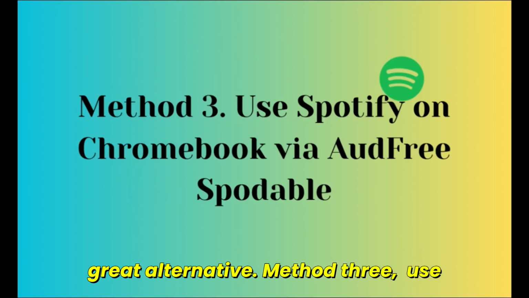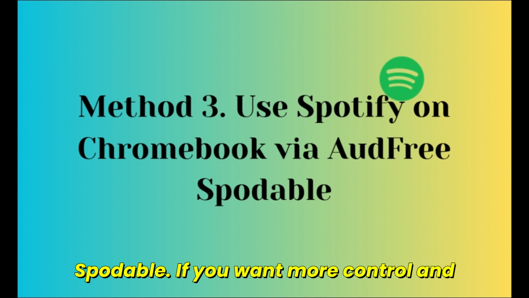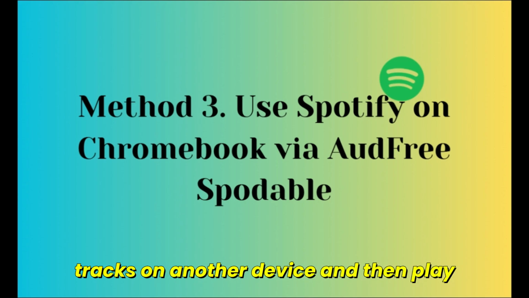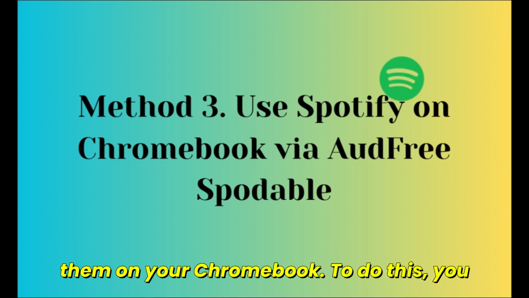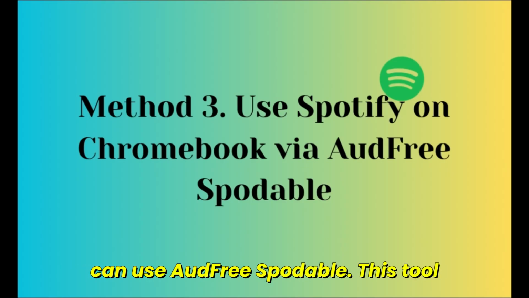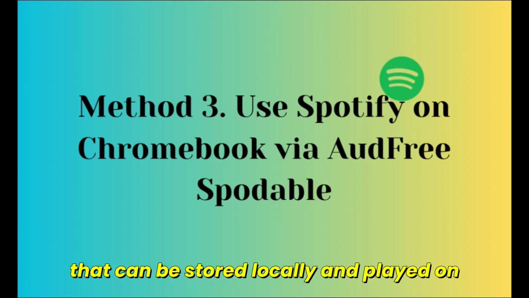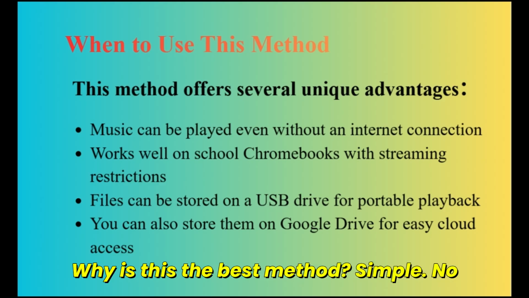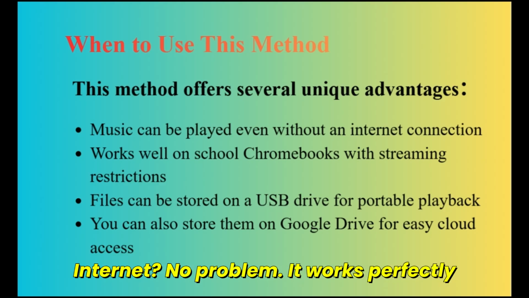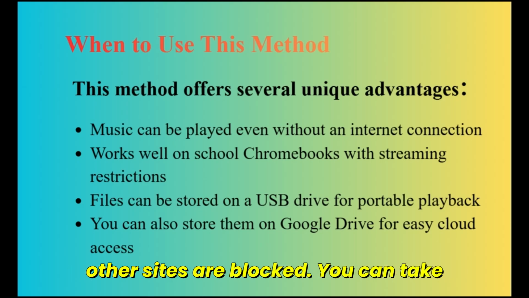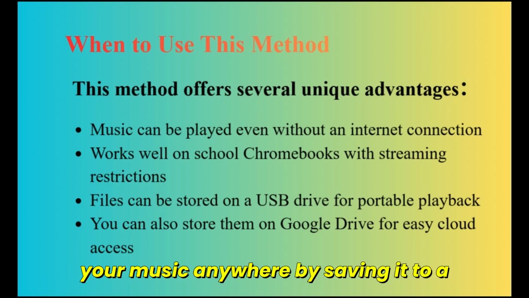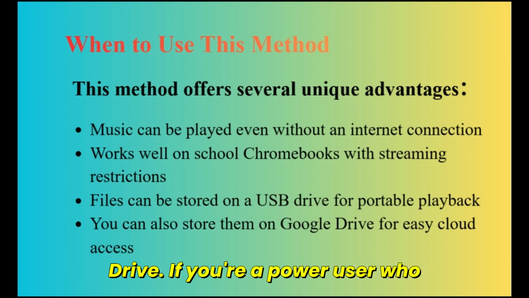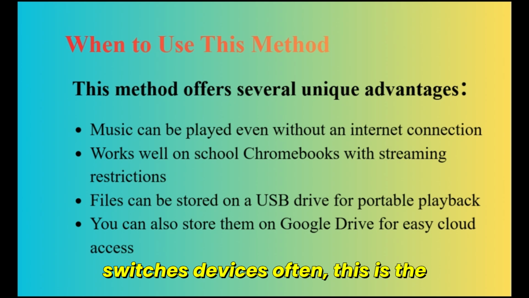Method 3. Use Spotify on Chromebook via AudFree Spodable. If you want more control and flexibility, you can prepare Spotify tracks on another device and then play them on your Chromebook. To do this, you can use AudFree Spodable. This tool allows you to prepare Spotify music files that can be stored locally and played on various devices, including Chromebooks. Why is this the best method? Simple. No internet. No problem. It works perfectly on restricted school Chromebooks where other sites are blocked. You can take your music anywhere by saving it to a USB or keep it in the cloud with Google Drive. If you're a power user who switches devices often, this is the flexible, offline-ready solution you've been waiting for.